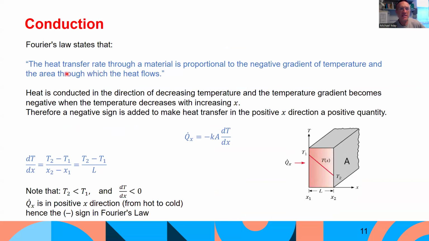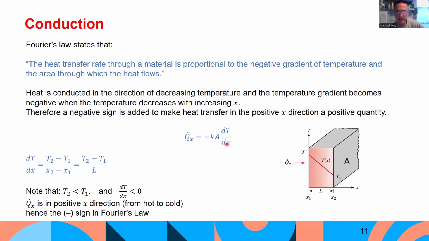So Fourier's law states that the heat transfer rate through a material is proportional to the negative gradient of temperature and the area to which heat flows. Heat is conducted in the direction of decreasing temperature, and the temperature gradient becomes negative when the temperature decreases with increasing x. Therefore, a negative sign is added to make heat transfer in the positive x direction a positive quantity. So basically, when we're getting our delta T here, the cooler temperature is put first, so you end up with a negative value here. So to make heat transfer positive, we put another negative into the equation.